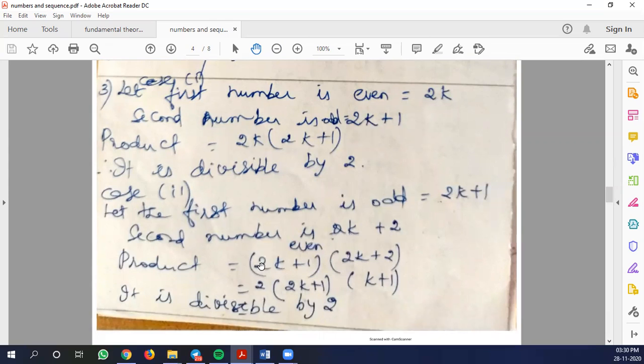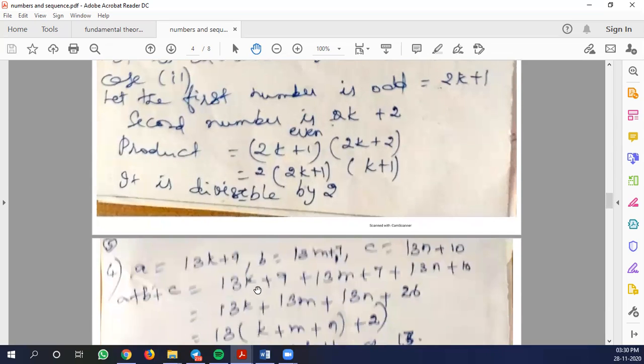I am taking 2 outside. So what is that? K plus 1. That k and that 2 I am putting here. So if I take 2 here, the first term will become k and the second term will become 1. So this is 2 into 2k plus 1 into k plus 1. Since you have 2, it is divisible by 2.